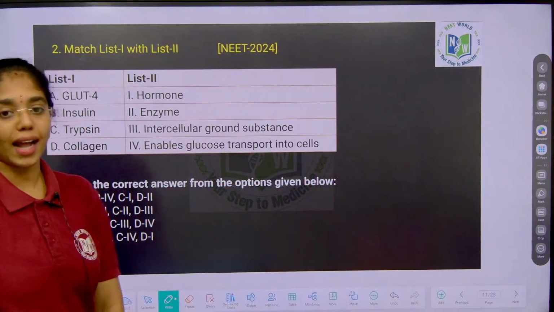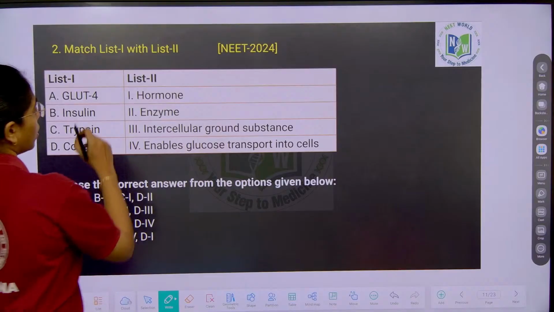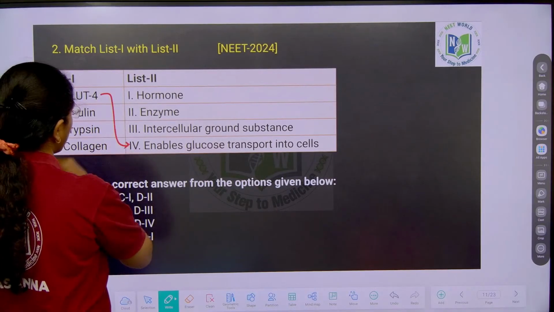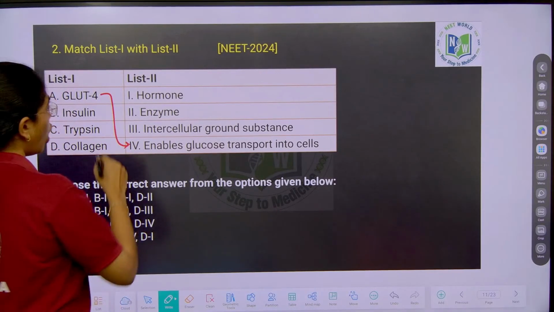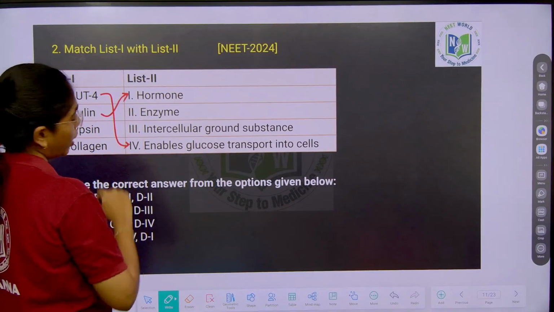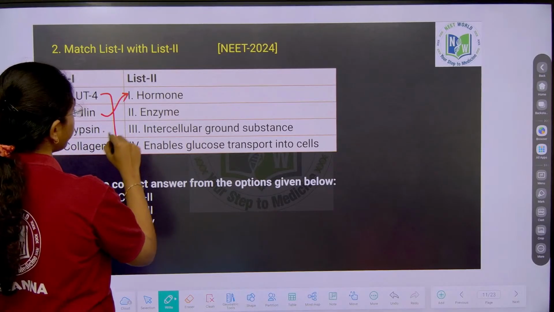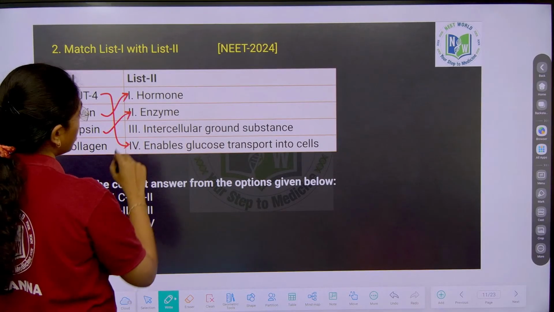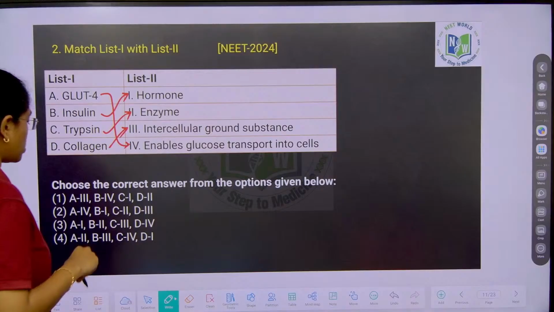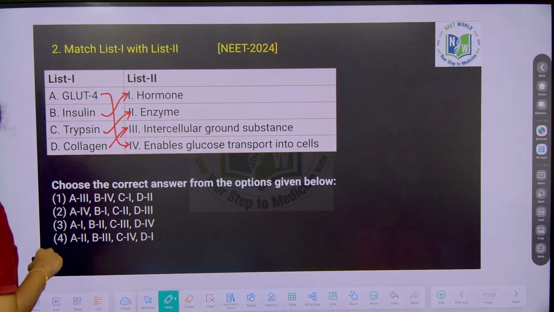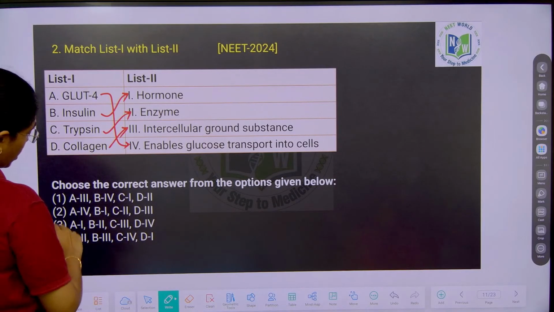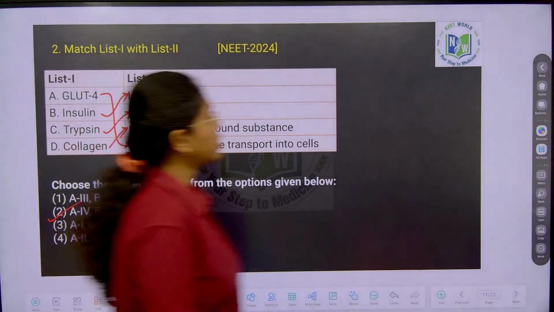GLUT4 is a transporter, so it enables glucose transport. Insulin is a hormone. This is from the table of your biomolecules. Trypsin, enzyme. Collagen, intercellular ground substance. So what is the right answer here? Second option. Next question.